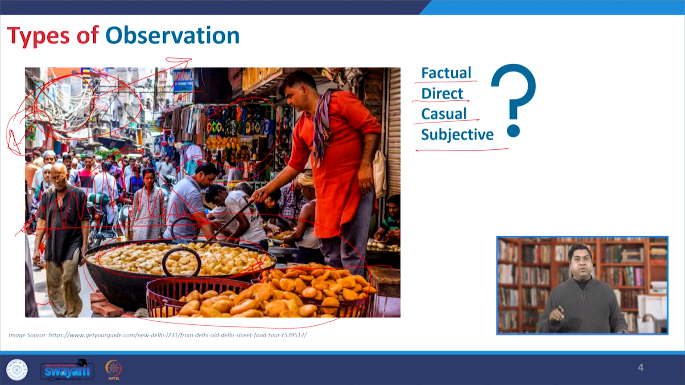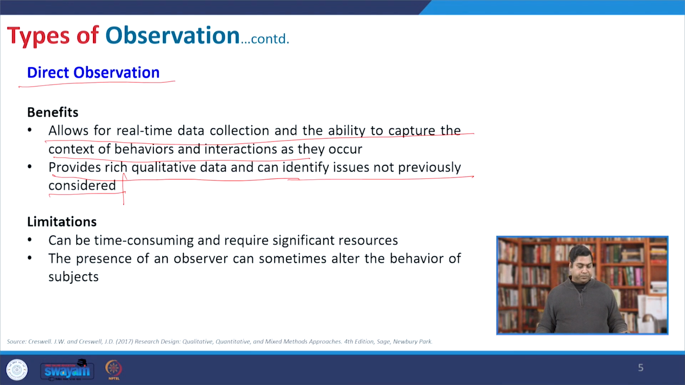But whenever you are present, you use your eyes like a camera, and then you can capture many other information which probably cannot be captured in the indirect observation. Limitations: it can be time consuming and requires significant resources, and there are certain other issues as well.